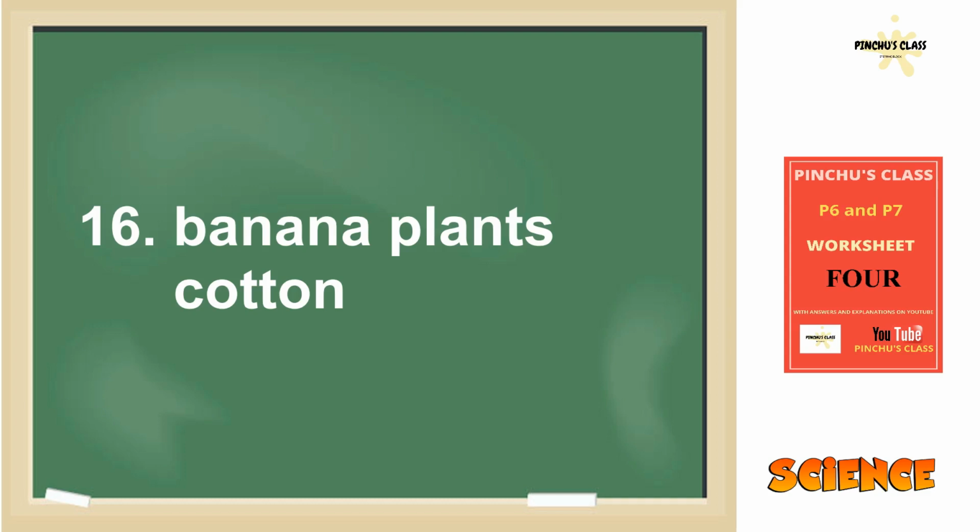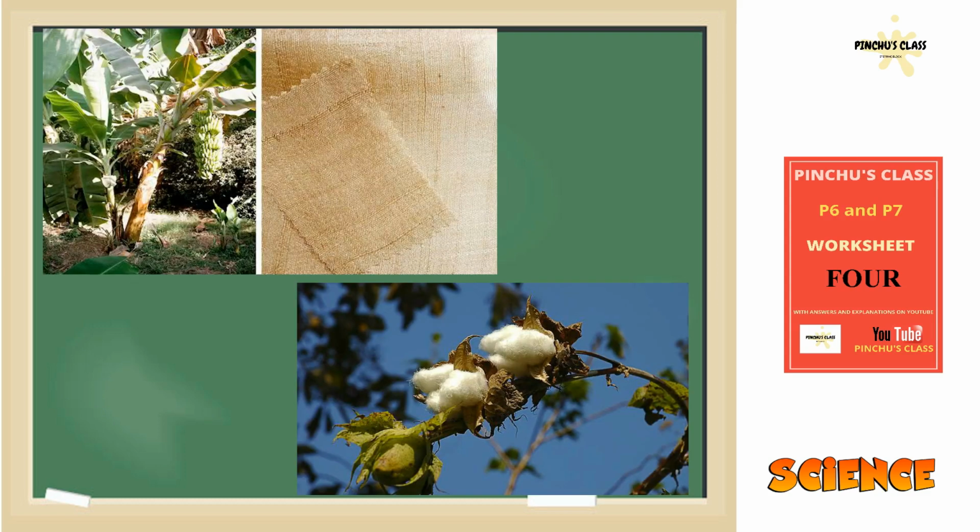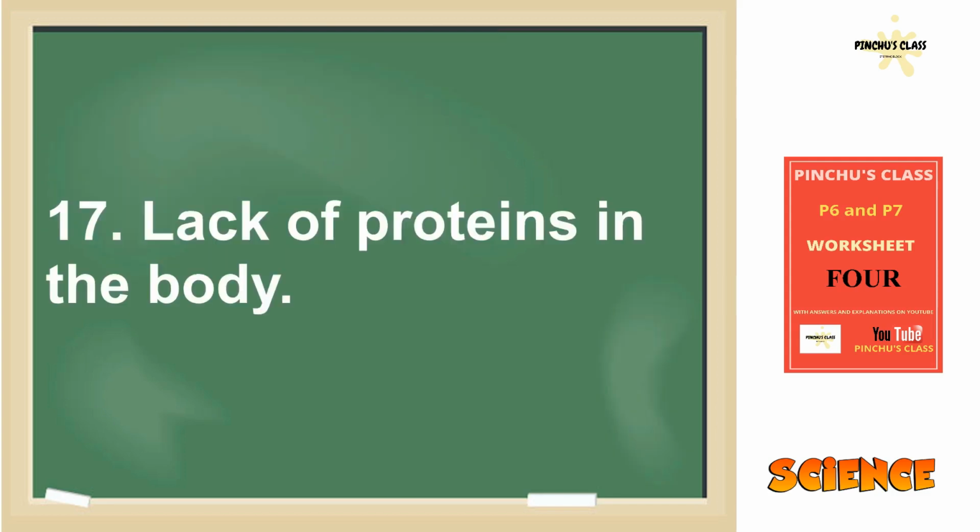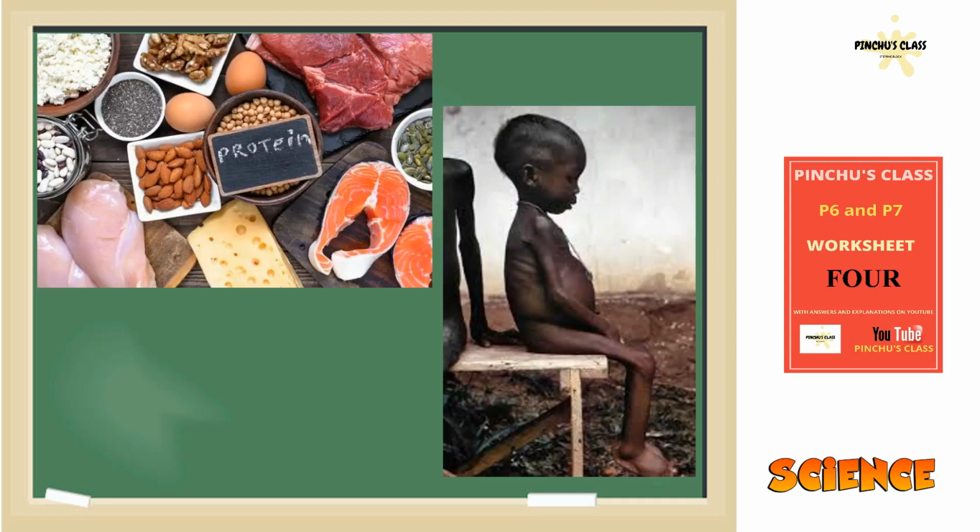Banana crops, cotton, those are crops that give us fiber. Yes, you can see the cotton fiber there, the banana fibers, they are there. So they help us to get fibers which we use to make different things. Number 17, kwashiorkor is caused by lack of proteins in the body. Yes, kwashiorkor is caused by lack of proteins in the body.